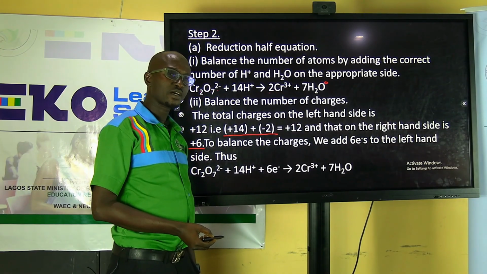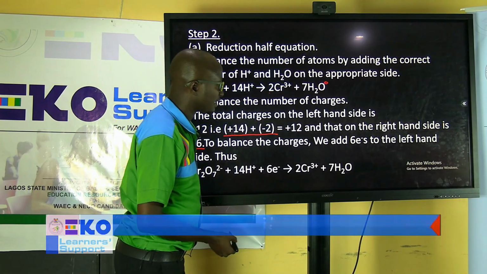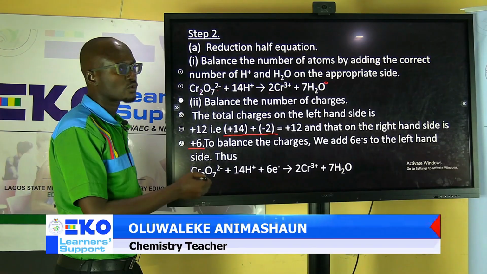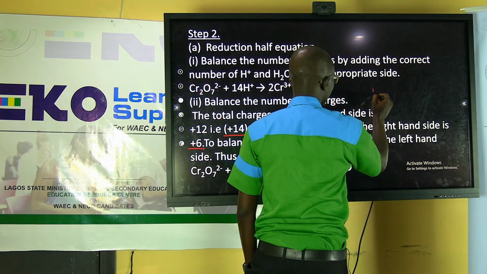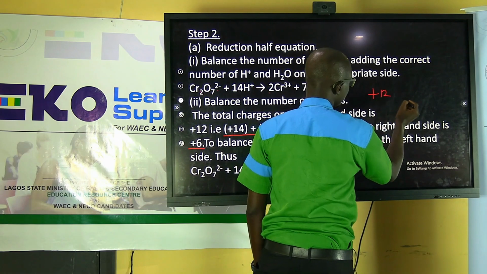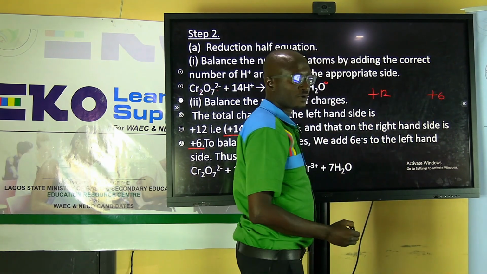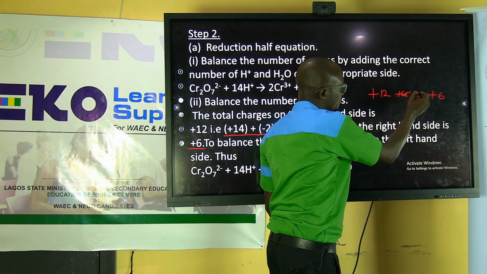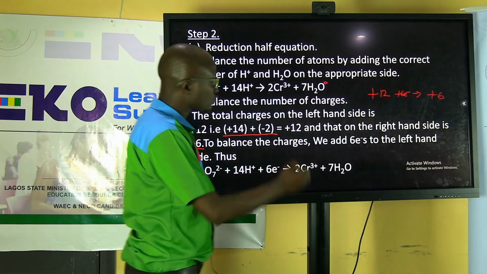12 to 6, remember, it's reduction. So we need to add 6 electrons to the left-hand side in order to balance the charges. We have +12 on this side. We have +6 on this side. For us to balance it, we need to add 6 electrons to the left-hand side.